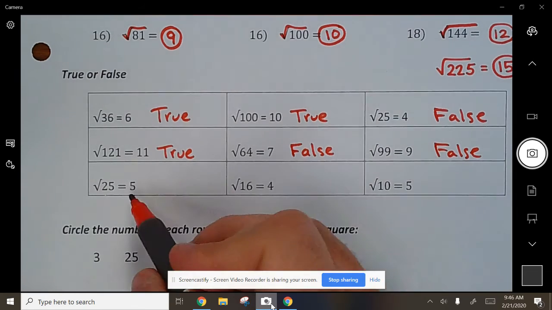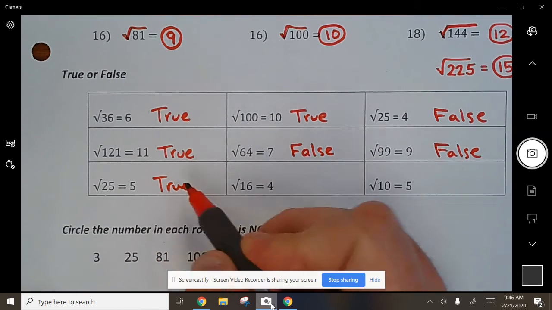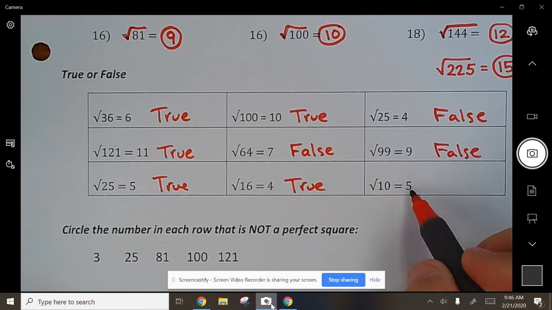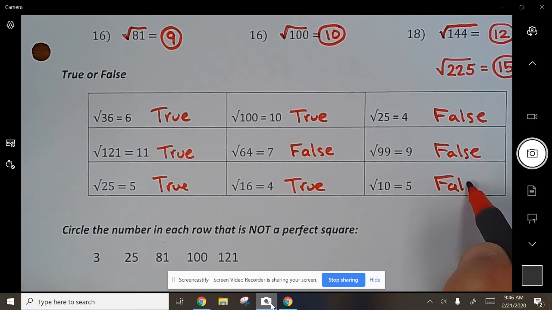All right, square root of 25 is 5. Square root of 16 is 4. Square root of 10 is 5. 5 times 5 is 25, not 10. See how they're trying to trick you there?